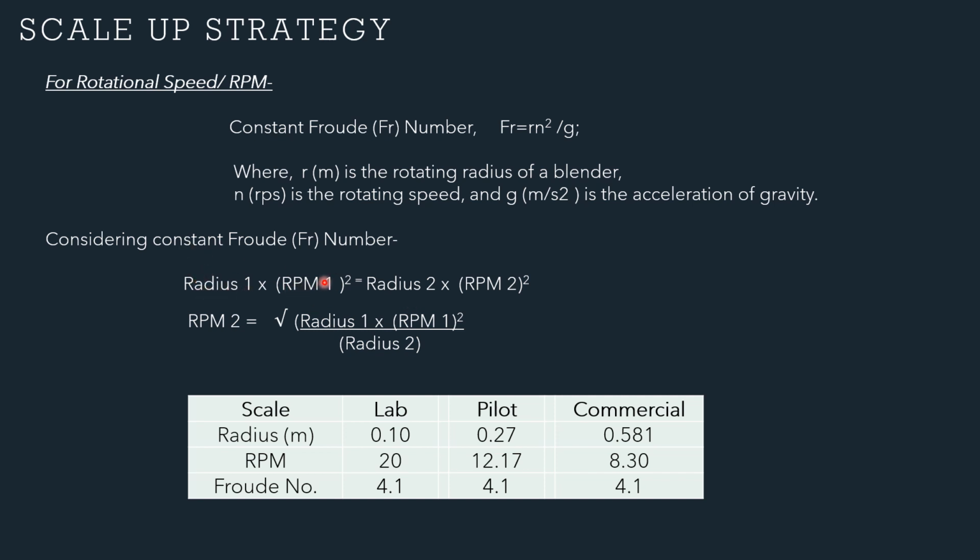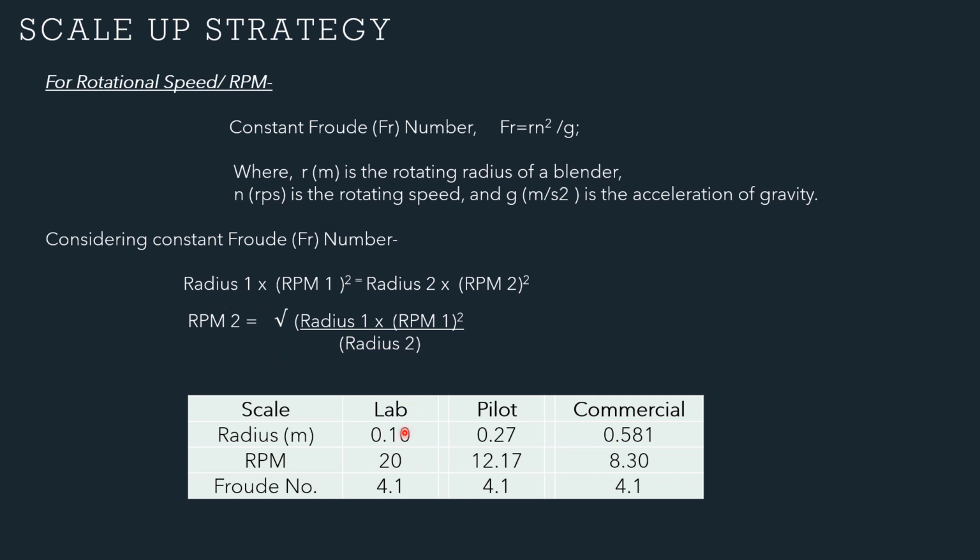Then RPM 1 square. In the lab scale you will optimize your process, so whatever RPM you are keeping there is RPM 1. Then radius 2, you can calculate at the second scale, the pilot or pivotal scale, and RPM 2 is the RPM you will propose for the scaled up scale. So by this equation you can determine RPM 2, because radius 1 you know, RPM 1 you know, and radius 2 you can calculate.